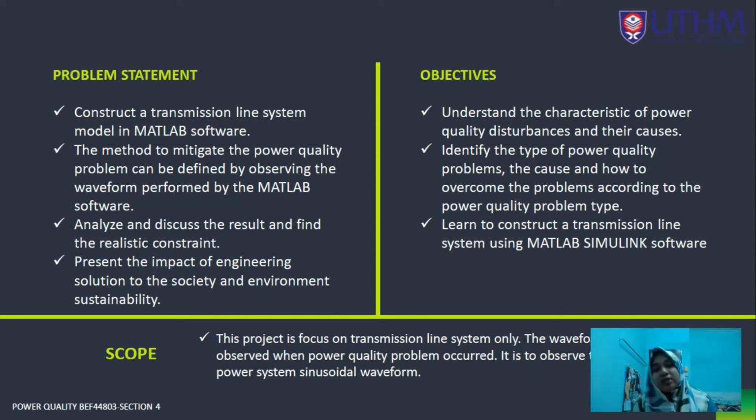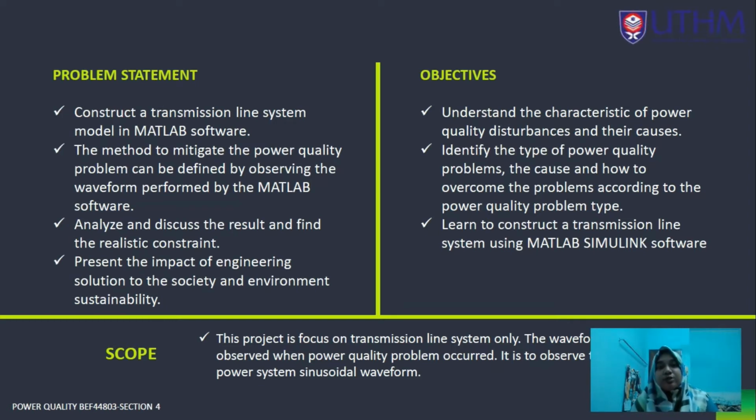The objective of this project is to understand the characteristic of power quality disturbances and their causes. And we also identify the type of power quality problems, the cause, and how to overcome the problems according to power quality problem type. As we go into the project, we chose the harmonic distortion, and we also chose the type of solution by applying the harmonic filter. So next, we also learn to construct a transmission line system using MATLAB simulating software.